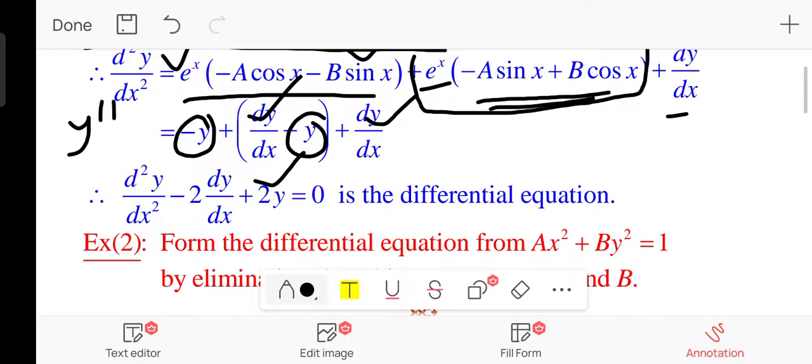So once again I am repeating the steps. Step number 1 is identifying the arbitrary constants. Step number 2 is differentiating the given equation as many times as the number of arbitrary constants, and the third step is to substitute or simplify to eliminate the arbitrary constants. So by proper substitution or proper simplification, we have to eliminate the arbitrary constants from the differential equation.